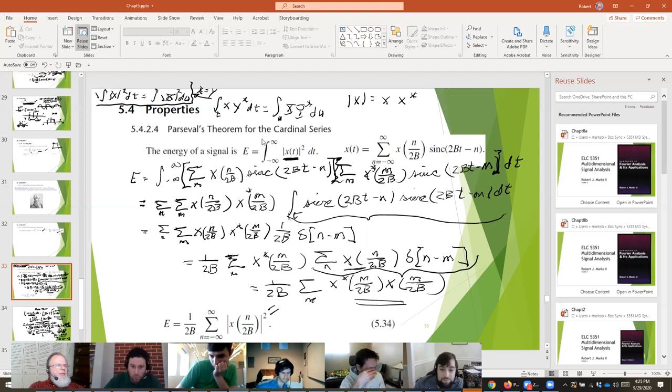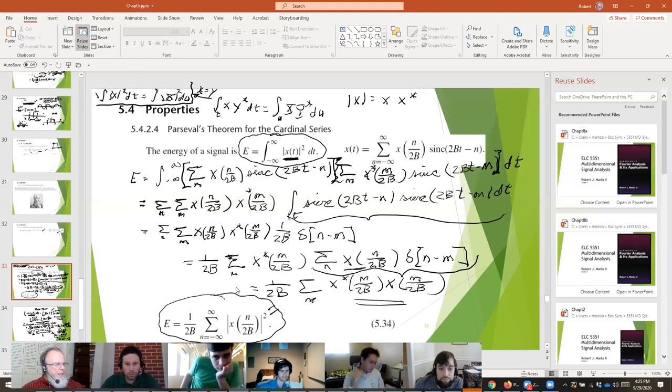So we have shown, in summary, that the energy can be written as the integral of the signal squared dt, or it can be written as the sum of all the samples squared. Both of them are viable equations for computing the energy. This is really good for us in DSP, right? Because if we sample a signal fast enough, we don't have to interpolate and then integrate. We just need to add up the signal samples, and we can get the energy of the signal.